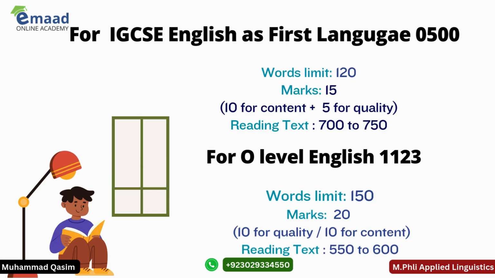So reading text that you will have to read to create the summary after looking at the question: the length of the reading text would be 700 to 750 words in the IGCSE English as First Language exam. But for O Level English 1123, the word limit for writing the summary is not exceeding 150 words, and marks there are 20 marks for this question. 10 marks are there for quality and 10 for content.